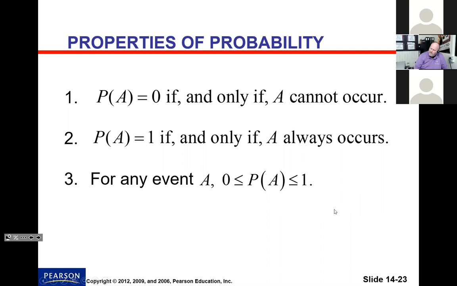Does P stand for probability and A stand for outcome? Whatever you're asking for. For instance, you would write the probability of a 1 if you had a six-sided die. Or you'd put the probability of an H, which would be the probability of a heads. Or you'd put the probability of ace of clubs.